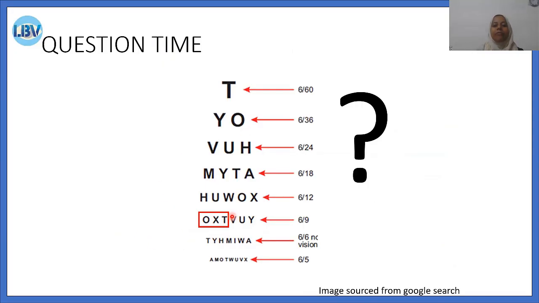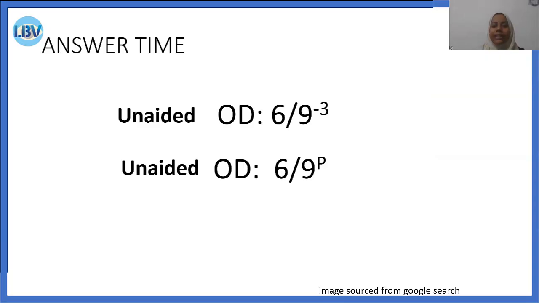Just say if a patient has read only 3 letters of the 6 by 9 line with his right eye, what will be the visual acuity? 6/9 partial, ma'am. Okay, very good. That is the right answer. There are other answers also it could be, like 6/9 minus 3. So 6/9 partial is the right answer, or 6/9 minus 3 can also be the right answer.